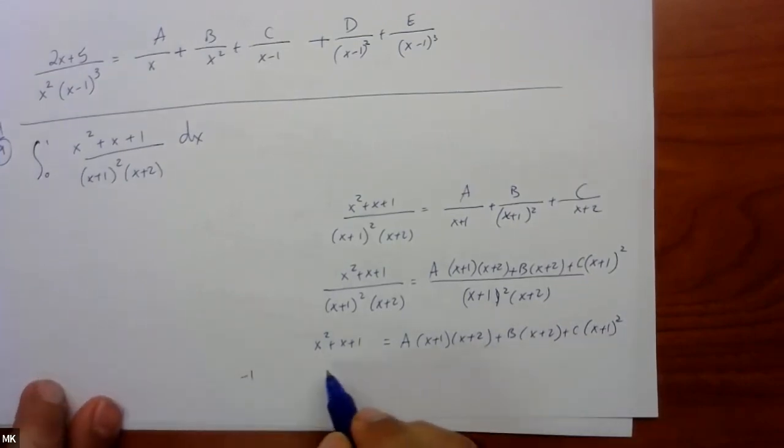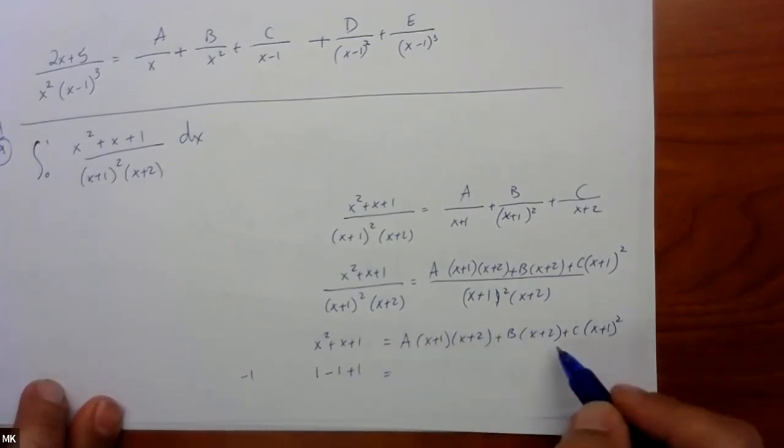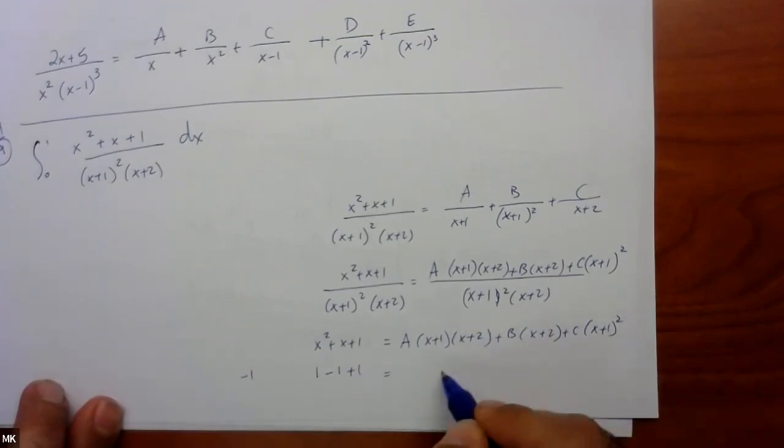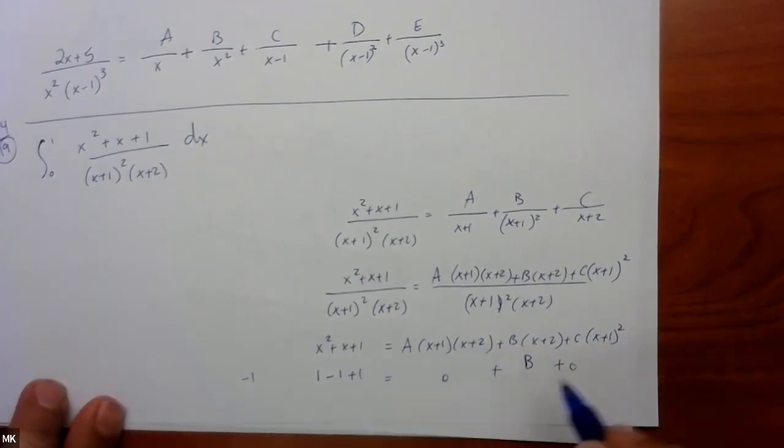Let's pick -1 for x. So I get -1 squared, which is 1, minus 1 plus 1. -1 for x, this part would be 0. This part would be -1 plus 2, which is 1b. And this one would be 0. So b already I know is 1.